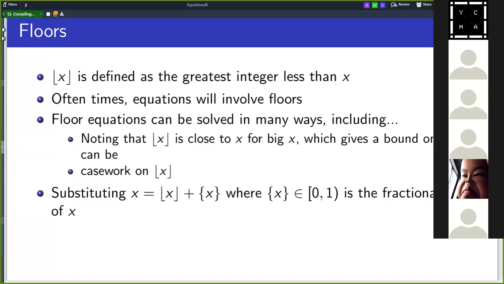So we're either going to do casework on floor of x, like setting floor of x equals some given integer, or we note that floor of x is going to be very close to x for big x. So we can try approximating floor of x as x, and then for the small values, we'll do them with casework. So yes, most floor questions are going to be casework, and the questions we have in this section are going to be pretty bashy. So let's get right into it.